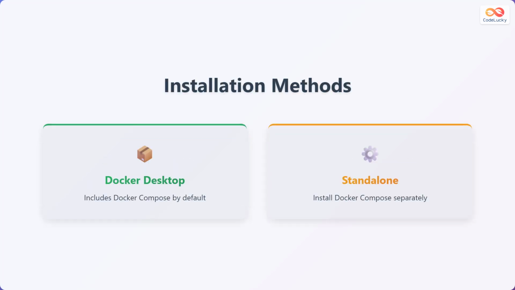There are primarily two methods for installing Docker Compose. The first method involves using Docker Desktop, which conveniently includes Docker Compose by default. Alternatively, you can opt for a standalone installation, where you install Docker Compose separately. Let's explore these methods further.